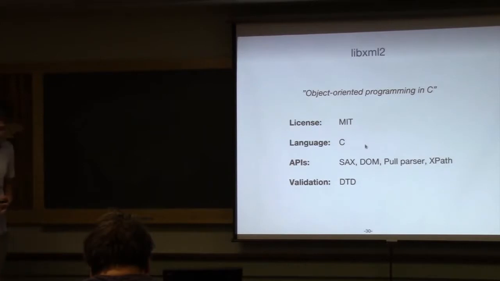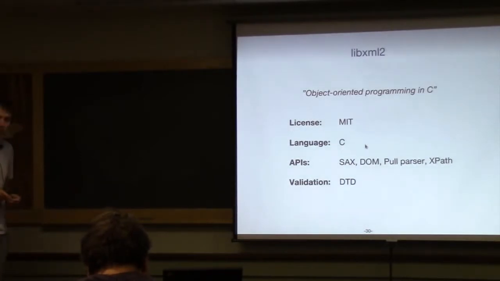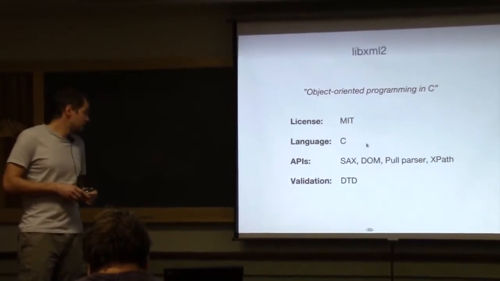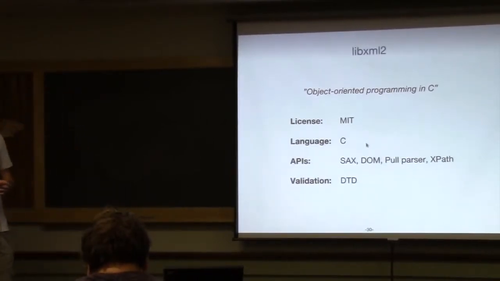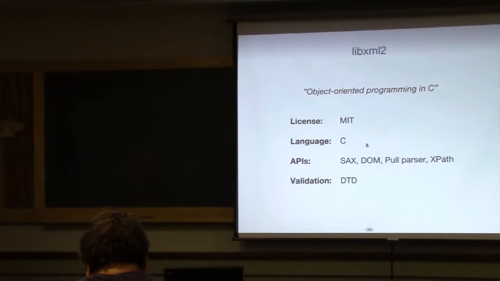libxml2 started as the XML library for the GNOME project. If I have to sum up its motto in one sentence, it would be, let's do object-oriented programming in C. The result is not very pretty. It also doesn't have a working XML schema implementation, and it has some heavy dependencies, such as glib.